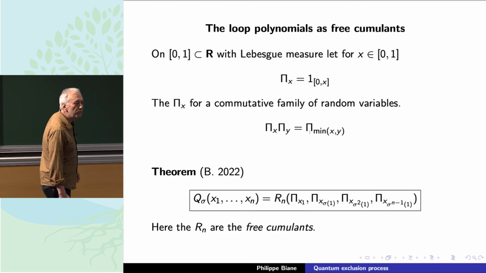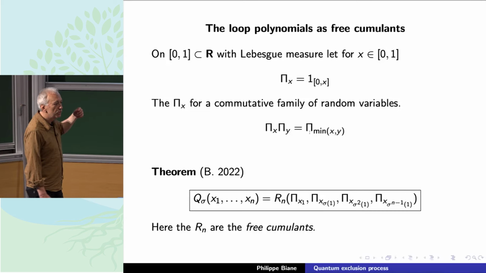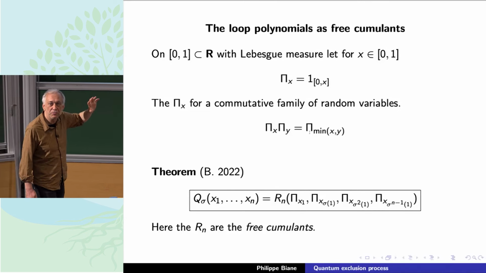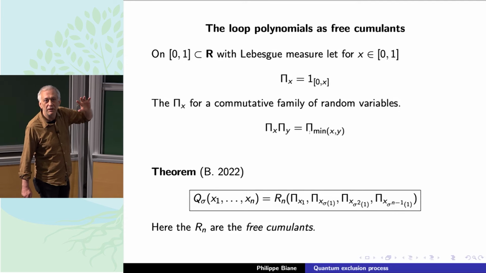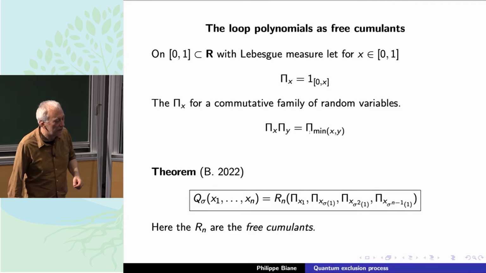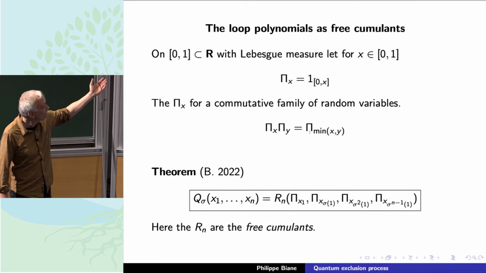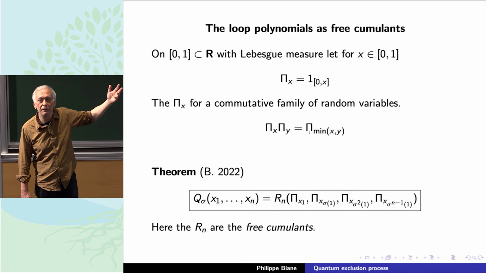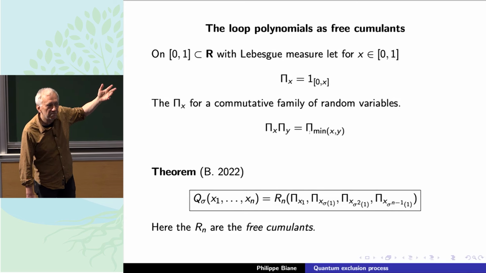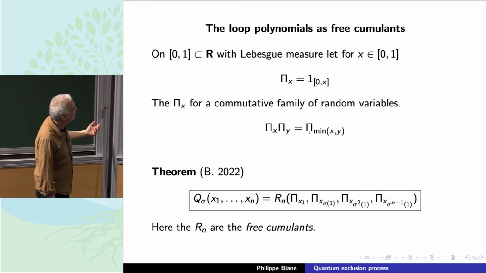That's a very surprising formula, because we have free cumulants, and as I said, free cumulants are really designed to deal with non-commutative algebras, and actually highly non-commutative algebras like free products. But here we have free cumulants evaluated on a commutative family of random variables, which is quite unexpected, and very surprising.